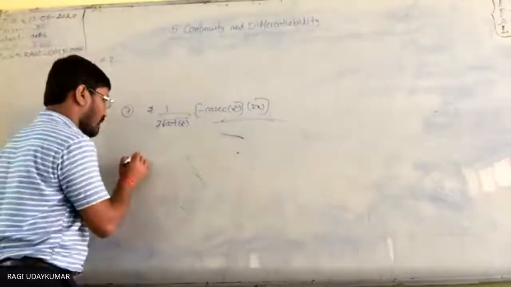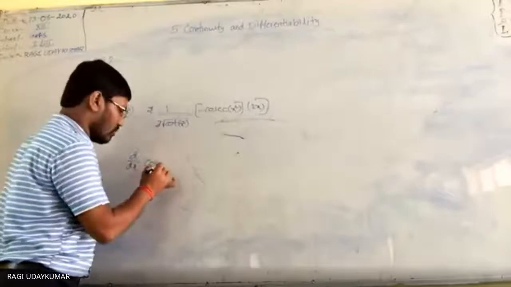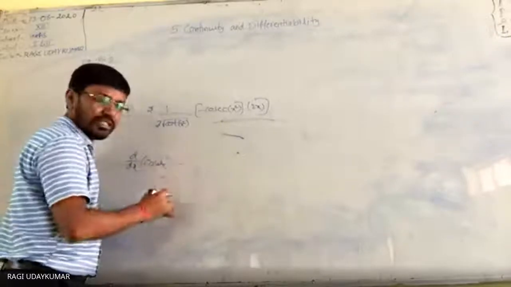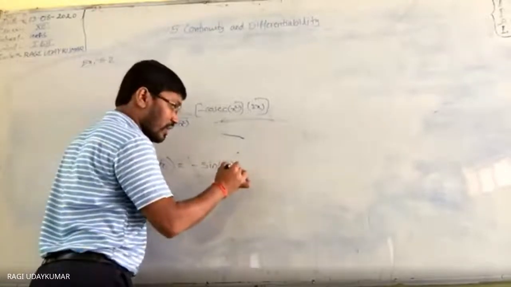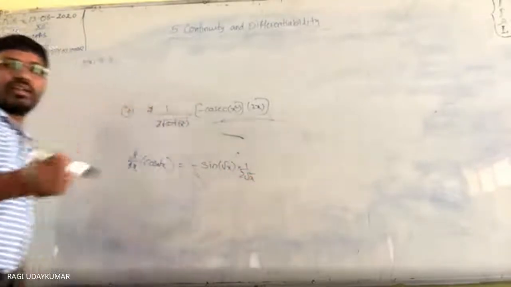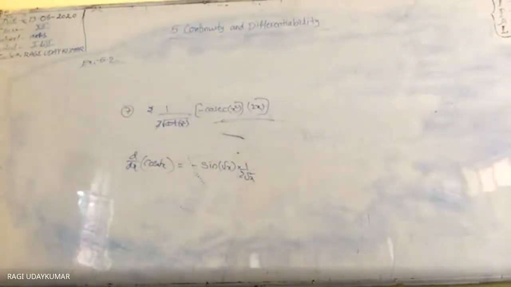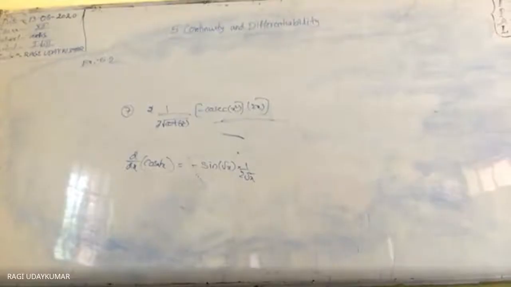For the 8th problem, d by dx of cos root x: cos differentiation is minus sin root x, and root x differentiation is 1 by 2 root x. That's all. Okay? Understood? Yes, sir. Is it clear? Yes, sir. Okay. Now let us go for the 9th problem.